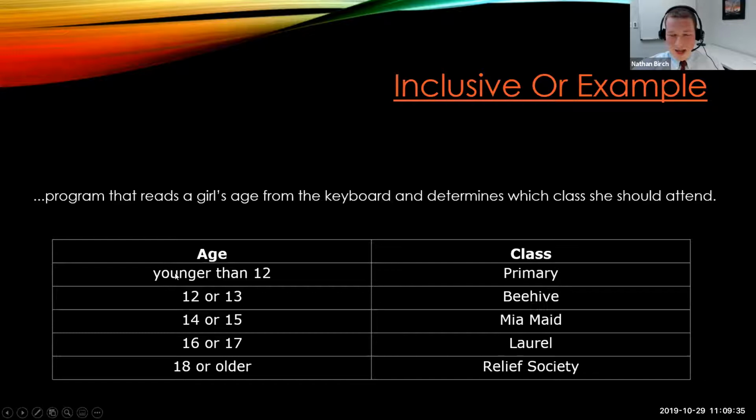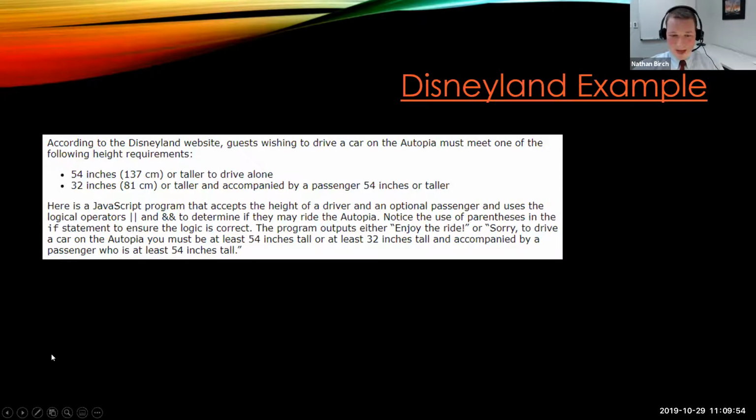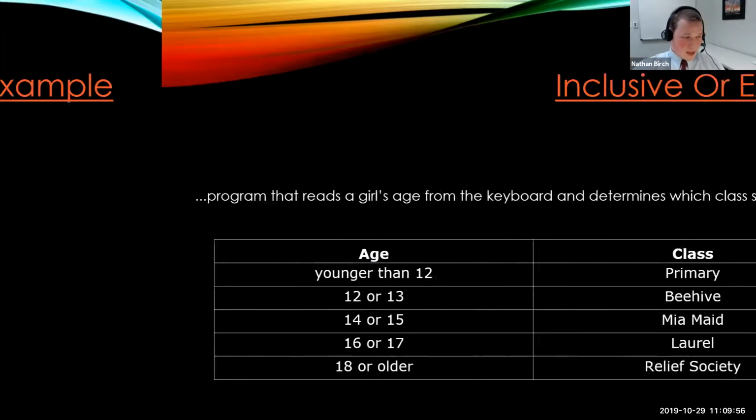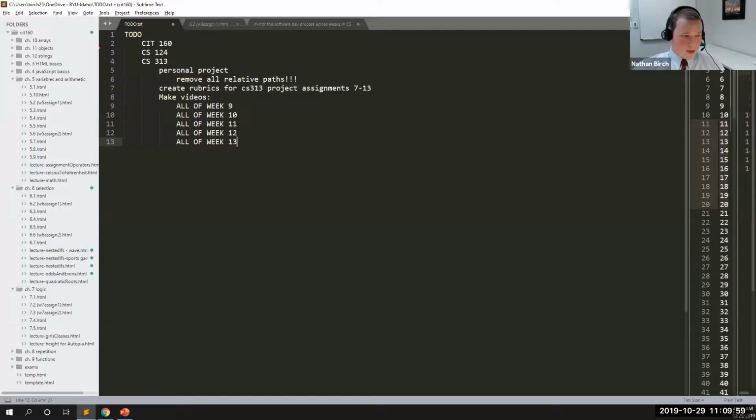All right, so assuming that we still had young women's classes, and that these were the conditions, I could imagine that if a girl is younger than 12, she'll be in primary. That's still true for the most part. If she's 12 or 13, she'll be a beehive. 14 or 15, a mia maid. 16 or 17, a laurel. 18 or older, she'll be in relief society. Okay. Let me pull up my code here.